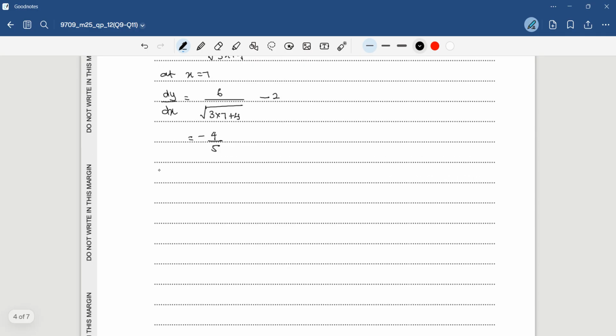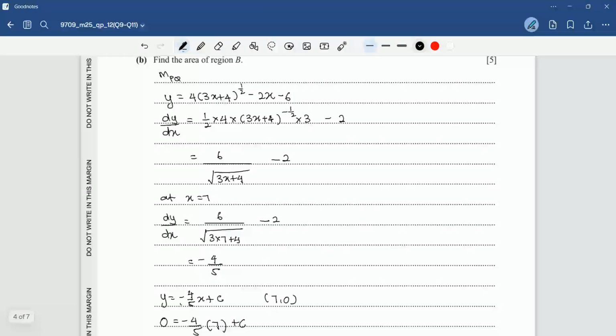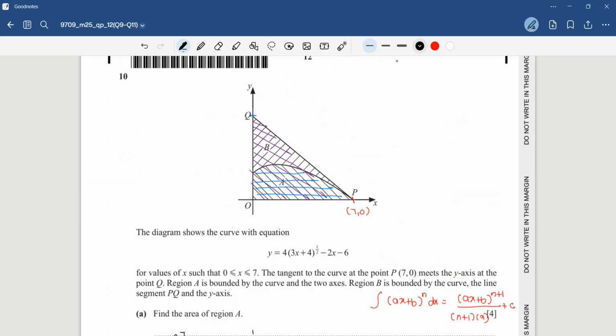So we just find the equation of PQ first. So y equal to negative 4 over 5 x plus c. In order to find the c, we use the coordinate (7, 0), because the line passes through this particular coordinate. So when x equal to 7, y equal to 0, so 0 equal to negative 4 over 5 times 7 plus c. So c will be 28 over 5. The c here is actually the y-intercept. So this coordinate will be x equal to 0, y equal to 28 over 5.